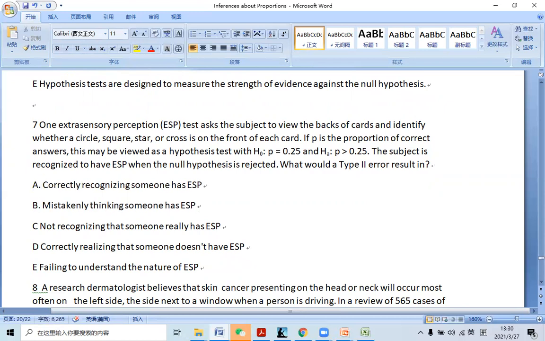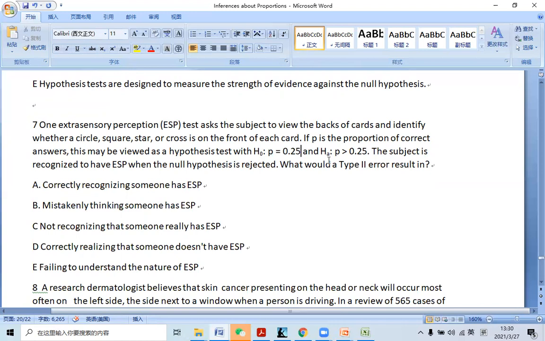Type 1 error is when you reject the null hypothesis, but the null hypothesis is true. So you wrongly reject the null hypothesis. In this case, the null hypothesis says you're just guessing. Your hit rate is no different from guessing. And when this null hypothesis is true, you falsely or mistakenly reject it. That's a type 1 error.